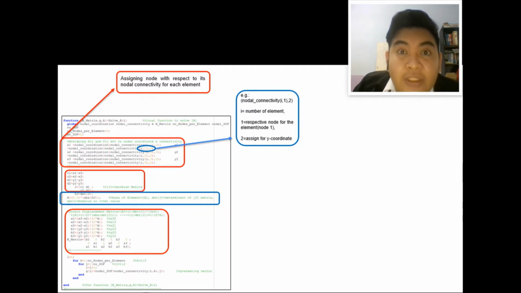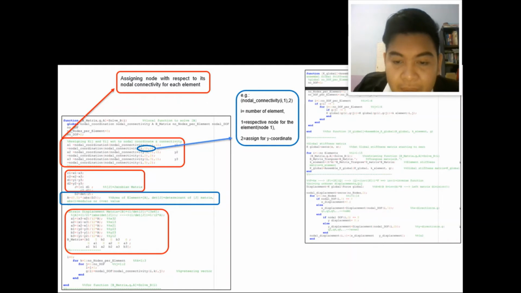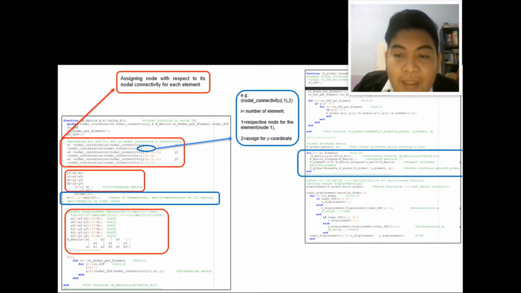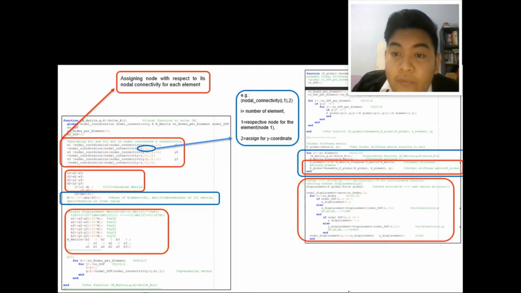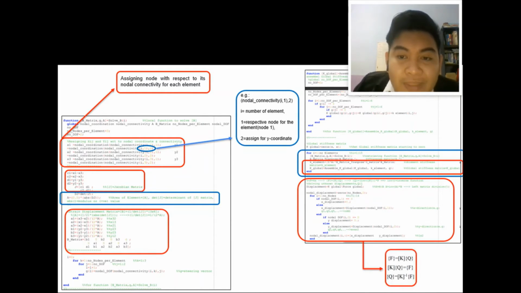Then the second function is needed to assemble the global stiffness matrix, where the main interest is the k element, the element stiffness matrix, which is used to assemble the global stiffness matrix. From this, to find the unknown displacement q, we use the equation right here, where from the derivation of Hooke's law and multiplying both sides with the inverse of the global matrix K, we get q in terms of the matrix.